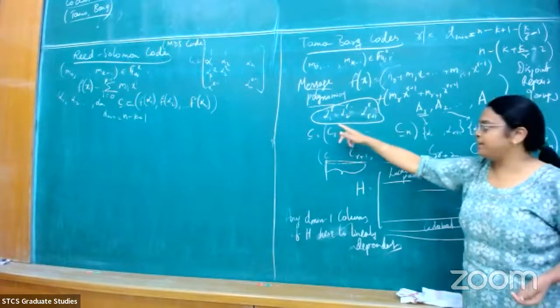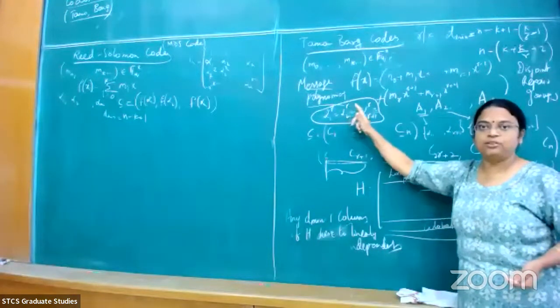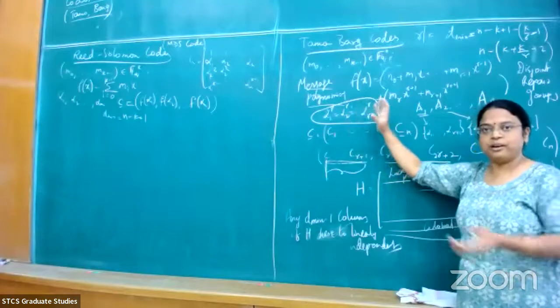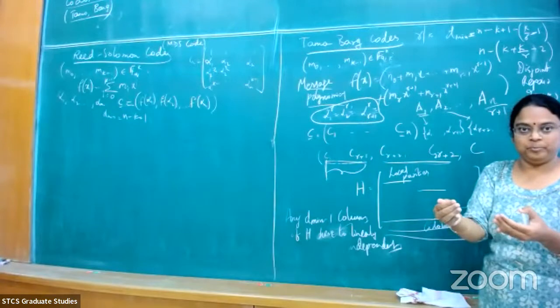So these have to be equal. The next set of equalities is alpha r plus 2 to the power r should be equal to alpha r plus 3 to the power r, and so on. For the next repair group also, x to the r has to be constant.